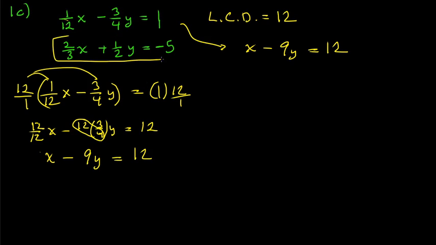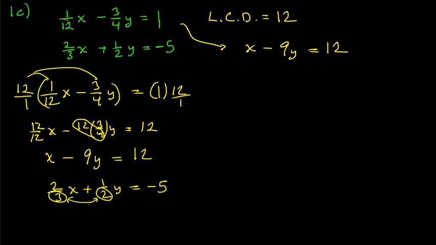On the other hand, there's still the second equation we have to deal with, and that still has fractions. So let me copy that down here. 2/3 x plus 1/2 y equals negative 5. So what's the least common denominator out of the 3 and the 2? It's not 2, it's not 3, but if we multiply 3 times 2, we get 6. So in this case, 6 is the least common denominator. 6 over 1.